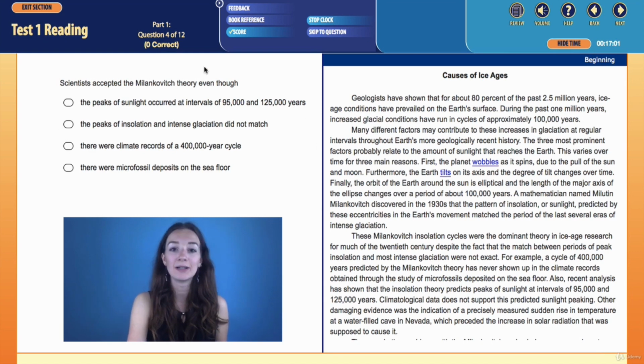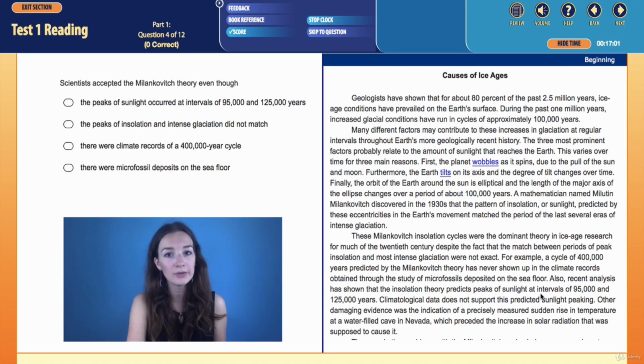Next, this is a typical facts and details question. So scientists accepted the Milankovitch theory even though, and these are different facts about the theory. We go here, we see all these numbers, 40, 100,000, 125,000, 95,000. So definitely something's going on in here.